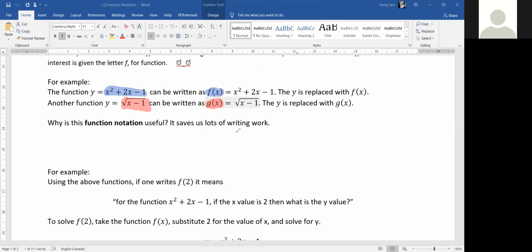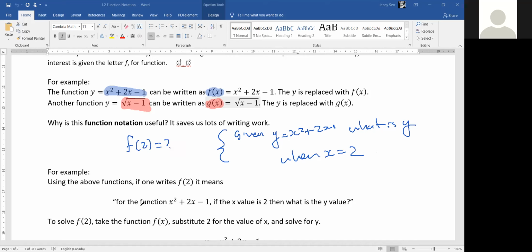Do you remember those questions where it's like, given y is equal to x squared plus 2x minus 1, what is y when x equals 2? Do you remember those questions in grade 10? All of this, you know what I can say instead? I can write it all in just this. Take a look at what I did. I wrote f, which represents what function? The x squared plus 2x minus 1. I wrote 2 instead of the x, which means instead of x, please replace it with 2.